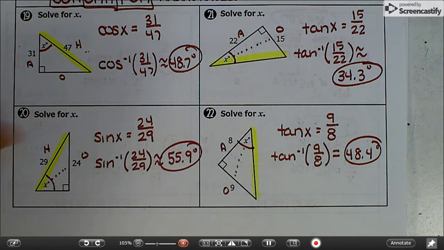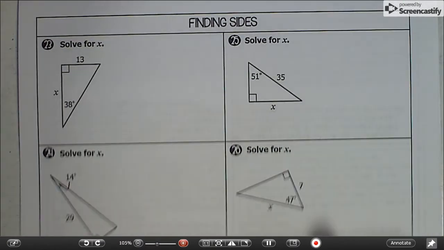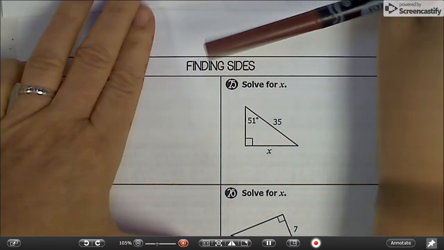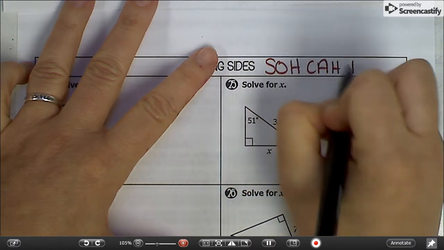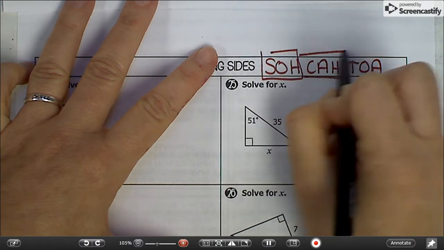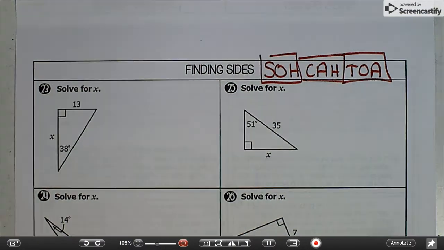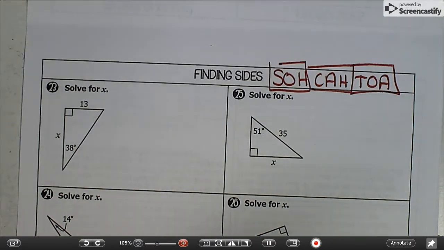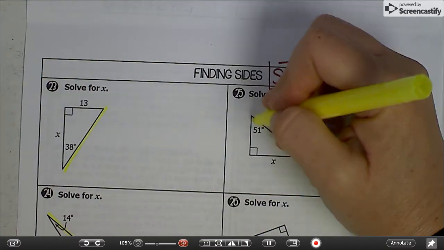The next 4 are about finding sides, so we're going to go through that same thing that we just did. Keep in mind, SOH CAH TOA helps you remember sine, cosine, and tangent relationships. All right, so I'm going to go and highlight the hypotenuse in all these. Just helps.